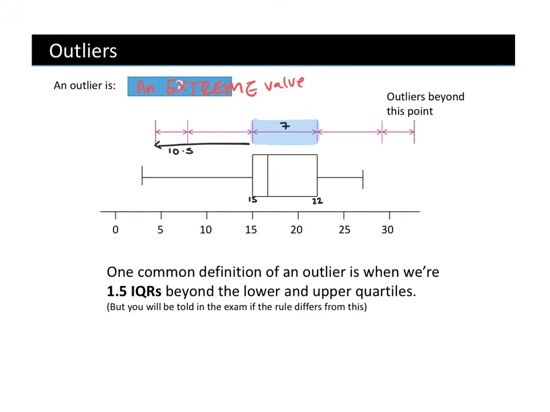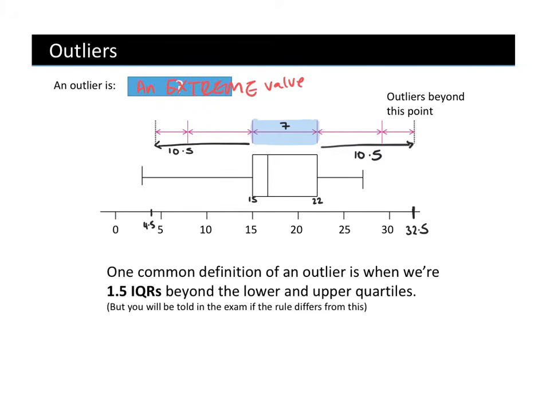So 15 take away 10.5 is 4.5, thank you. So 4.5 is roughly here. Then on the other side, 7 plus 10.5, because that's 1.5 lots, is 17.5. Okay, what's 22 plus 17.5? 39.5. No, I've gone completely skew. What's 7 times 1.5? 10.5. Okay then, 22 plus 10.5? 32.5, which is roughly here.